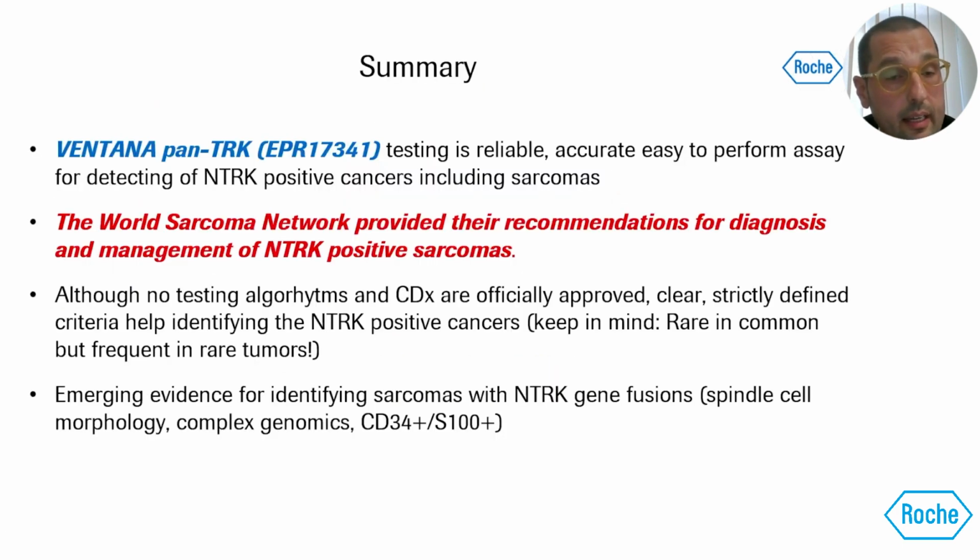In summary, the Ventana immunohistochemistry pan-Trk test is a reliable, accurate test that is easy to perform and to detect NTRK positive cancers, including sarcomas. There are also recent guidelines or recommendations for diagnosis and management of NTRK positive sarcomas as provided by the World Sarcoma Network. Although no testing algorithms and companion diagnostic tests are officially approved, clear, strictly defined criteria may help you identify the NTRK positive cancers, keeping in mind that NTRK gene fusions are really uncommon in common cancers, but are common in rare cancers as previously provided.